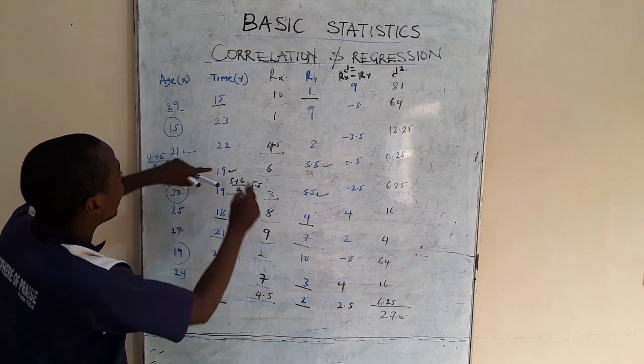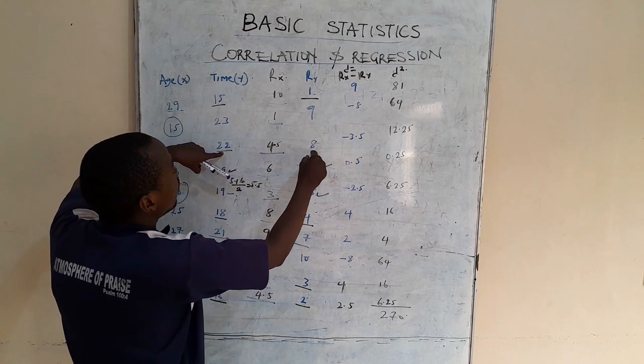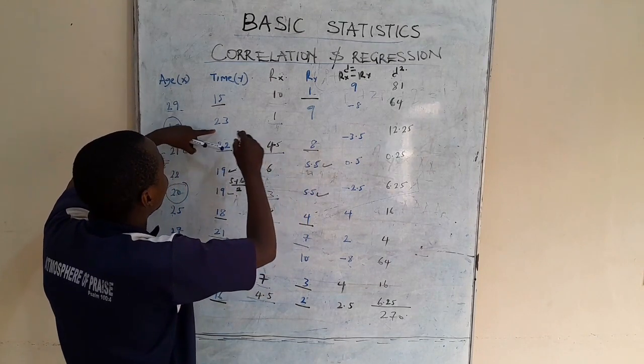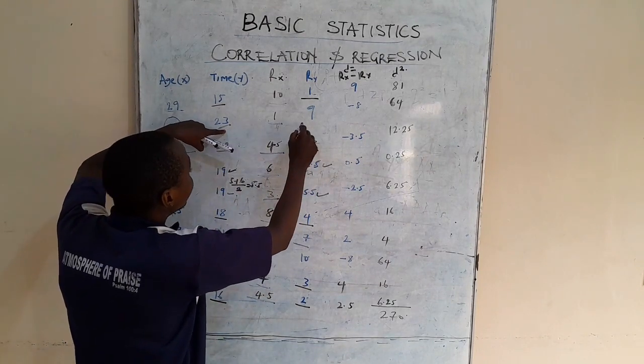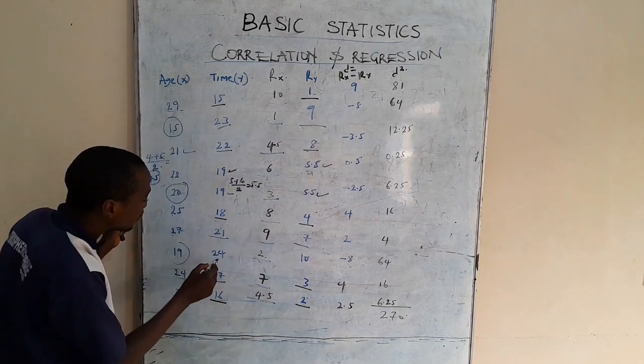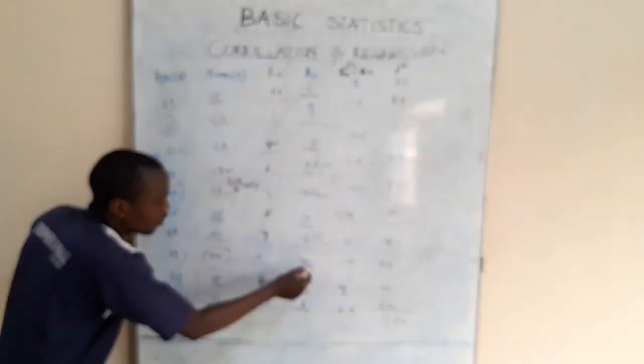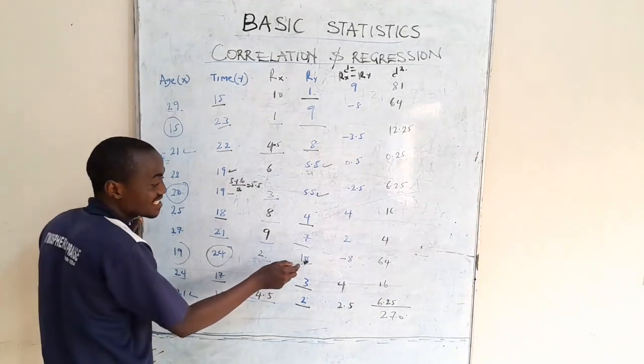Then followed by 22. 22 is taking the rank of what? The rank of 8. Then followed by what? 23. 23 is taking the rank of what? The rank of 9. And then the last one is 24, which is taking the rank of 10. So that means that we have the last rank to be 10.